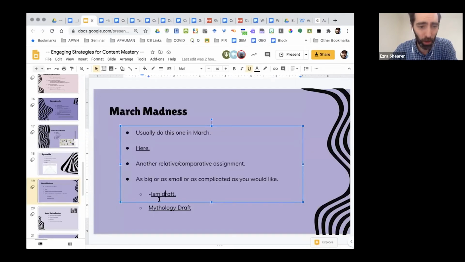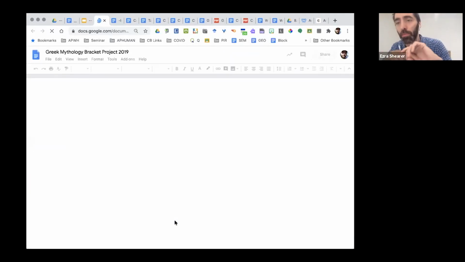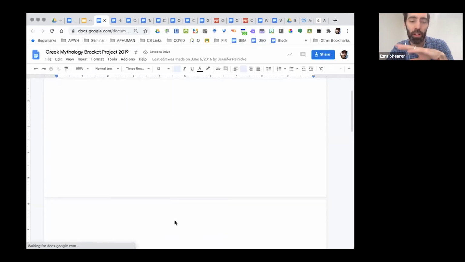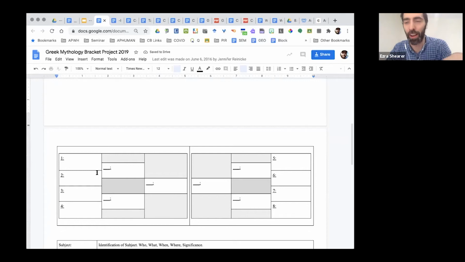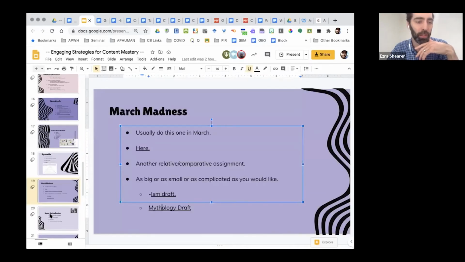But then the English department at Sentinel decided that they were going to incorporate it into their mythology unit. So the mythology project incorporated Greek gods and goddesses going against each other to determine who the winners are. And you can establish whatever parameters you want. Okay. Questions about brackets or pyramids?